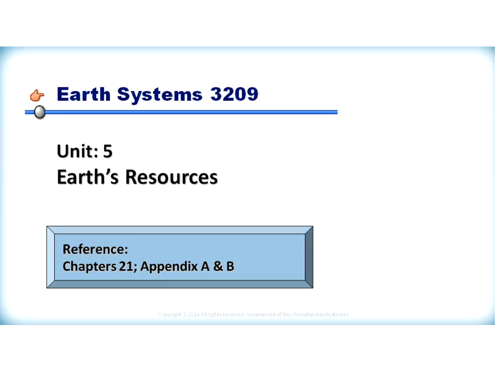Earth Systems 3209, Unit 5, Earth's Resources. Reference for this unit can be found in a textbook in Chapter 21 and Appendix A and B in the Curriculum Guide.